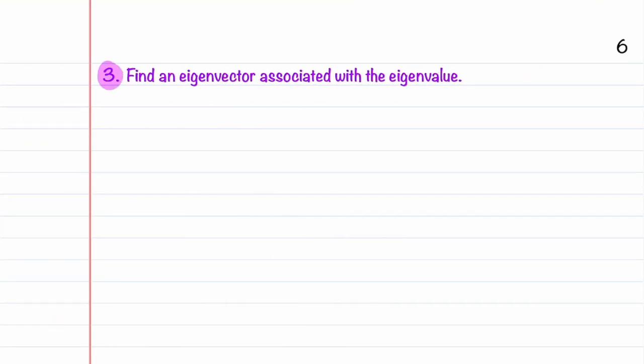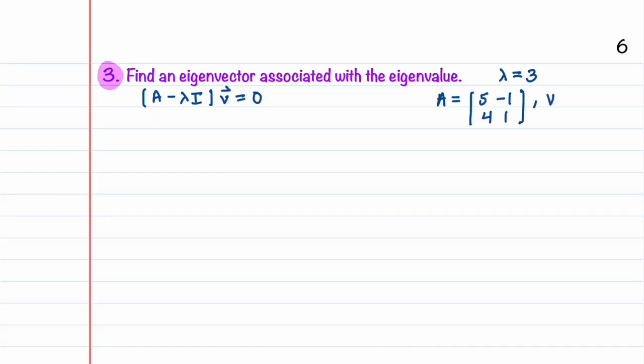In step 3, we need to find the eigenvector associated with our eigenvalue. Let's just make a note that our eigenvalue is lambda is equal to 3. To find the eigenvector, we have to solve the system of equations A minus lambda I times V is equal to 0. Let's also put over here what our A was. From our last page, it was [5, -1; 4, 1]. And then we're going to let vector V be (a, b).